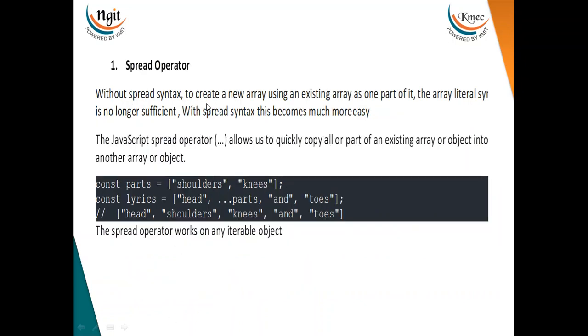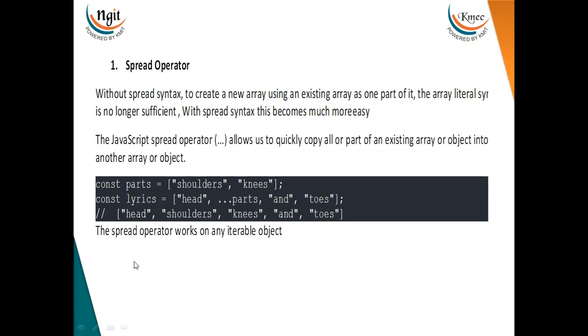And spread operator, the second way of defining an array, that is to create a new array using an existing array. Whenever we have an existing array and we want to add it to a new array, then we can make use of a spread operator. With spread operator, this becomes much easier if an array literal symbol is no longer sufficient. Here, spread operator will allow us to quickly copy all or part of an existing array or object into another array or object.